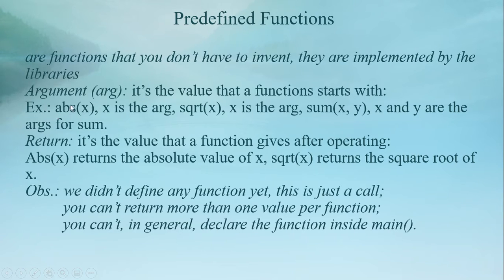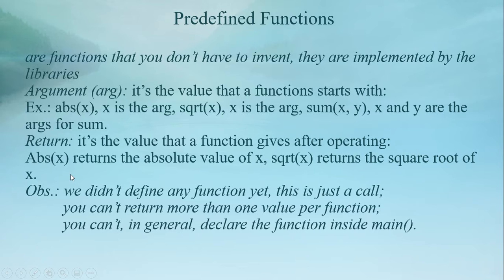So absolute value is a function implemented by the library. abs(x), where x is the argument, like sqrt(x), where x is the argument. Sum is a function that has the name sum, and it starts with x and y. So these are the arguments. And the return, of course, is the value that a function gives after operating. In this case, abs returns the absolute value of x, and square root returns the square root of x.